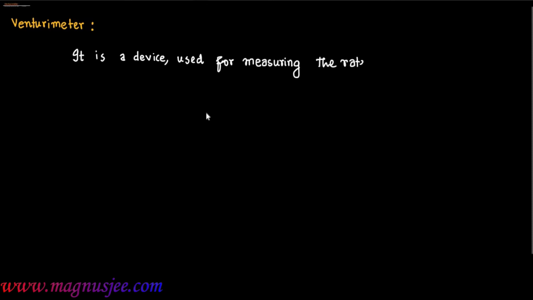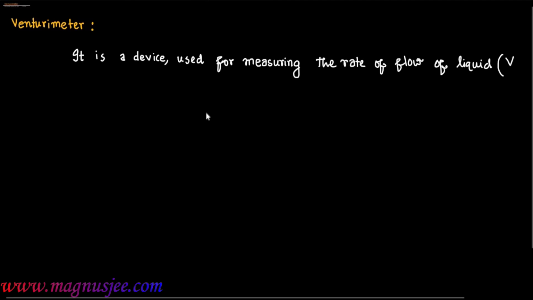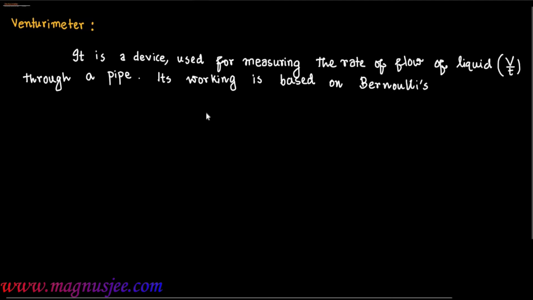Venturi meter. What is a Venturi meter? It is a device used for measuring the rate of flow of liquid, that is V by T, through a pipe or through a number of pipes which are connected in series. Its working is based on Bernoulli's theorem.